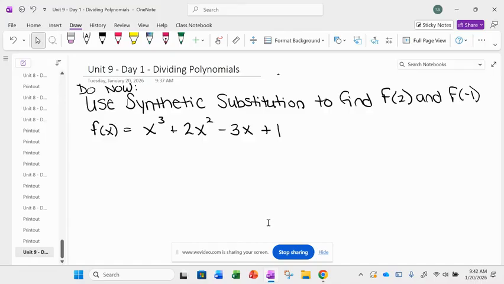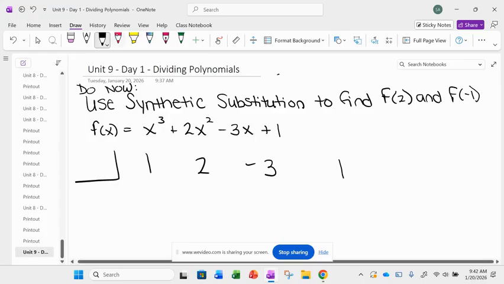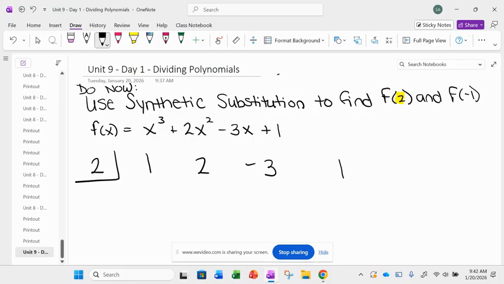All right, so now what you're going to do is write out all of the coefficients, not the variables or the exponents, just the coefficients. So I have a 1, a 2, a -3, and a 1. And to the left in a little box, we're going to put the number we're substituting in for x. So we're substituting in a 2 first. So that 2 is going to go in the box.